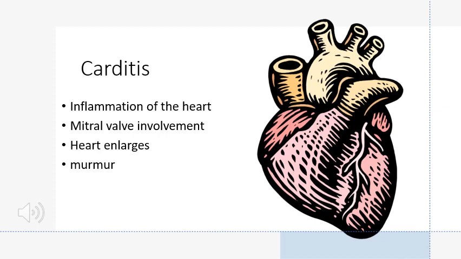Right-sided heart failure leads to hepatomegaly, increased venous pressure noted in jugular venous distension in older children, or periorbital edema. Left-sided failure results in increased pulmonary pressures, rales or crackles, tachypnea, and shortness of breath.